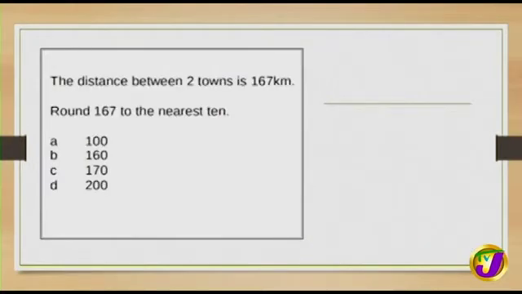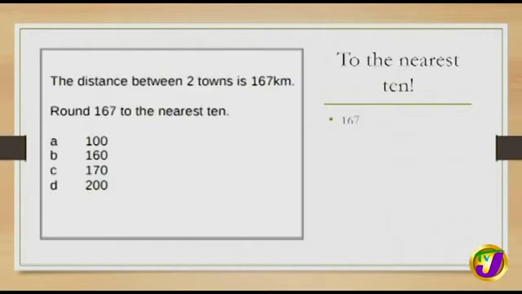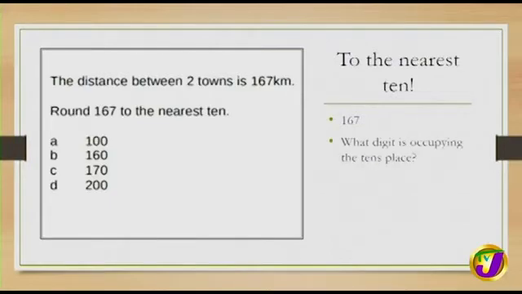All right. So we're at another little section here. The distance between 2 towns is 167 kilometers. Round 167 to the nearest 10. So we've left the decimal, we're back to whole numbers. Let's see what happens here. So we want to identify again what digit is in the 10th place. And that digit would be 6. So 6 is in the 10th place. We look to the right of the 6. We have 7. 7 is greater than 5.